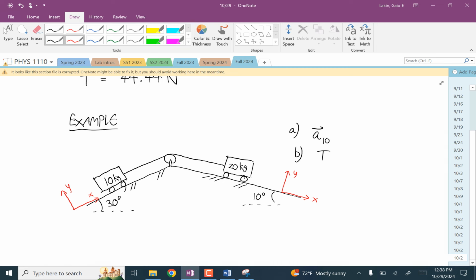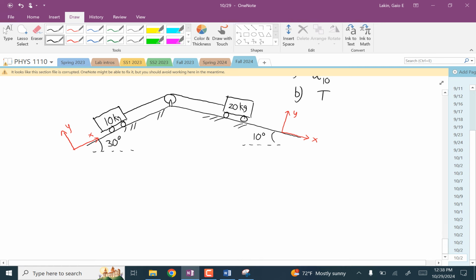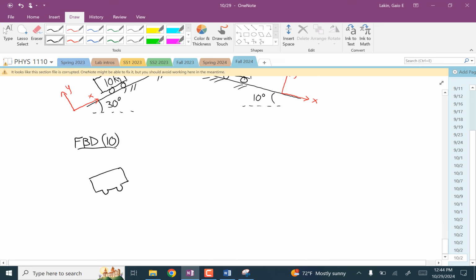Okay, well, let's start out by isolating the 10 kilogram. And I'll give you a few minutes, see if you can do the free body diagram and come up with Newton's second law for that body. So here's the 10 kilogram cart. The weight force is straight down, that's 98.1. There's a normal force from the ground, I'll call that N10. And a pulling force from the cable.